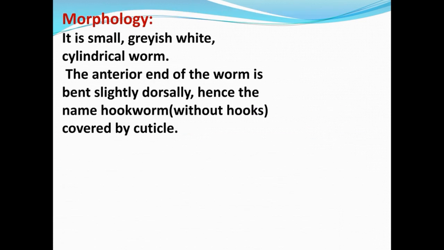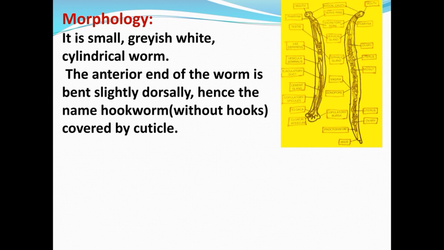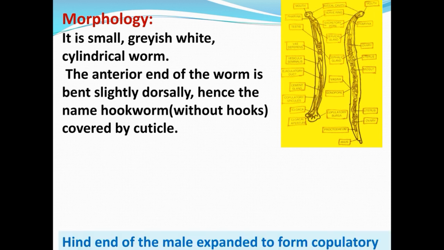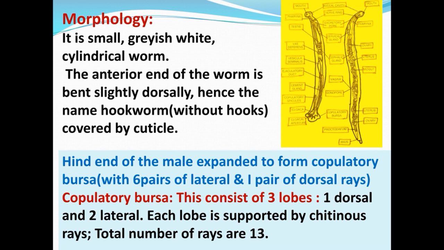Morphology: it is a small, greyish-white cylindrical worm. The anterior end of the worm is bent slightly dorsally, hence the name hookworm, but it is without hooks. It is covered by the cuticle. The hind end of the male is expanded to form the copulatory bursa with 6 pairs of lateral and 1 pair of dorsal rays. The copulatory bursa consists of 3 lobes, 1 dorsal and 2 lateral. Each lobe is supported by chitinous rays. The total number of rays is 13.